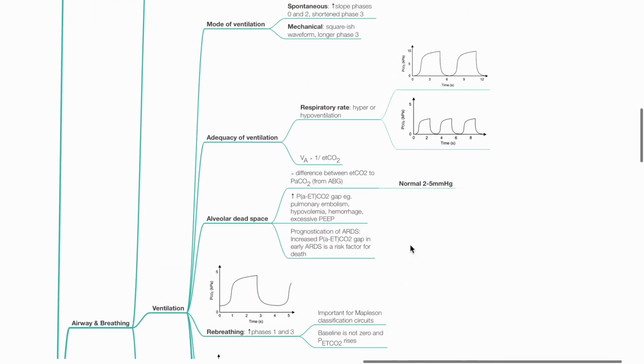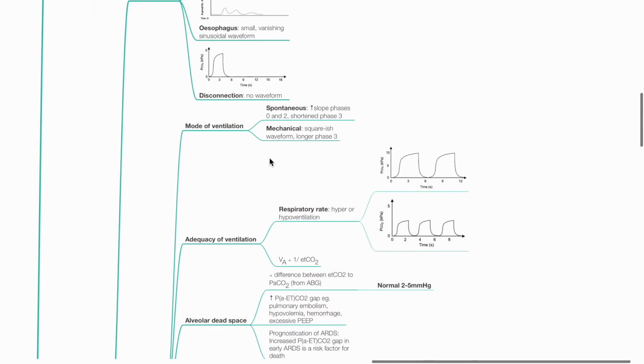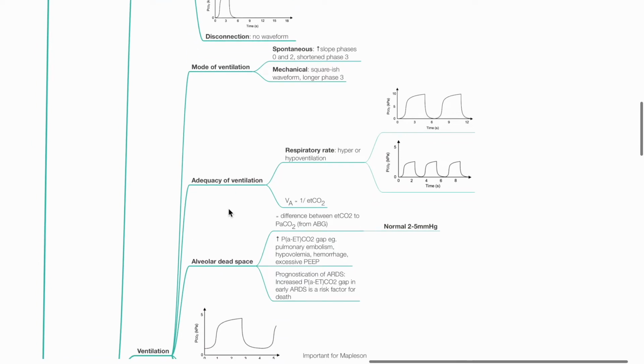Ventilation. Mode of ventilation. In spontaneous breathing, there will be increased slope of phases 0 and 2 and shortened phase 3. In mechanical ventilation, there will be squarish waveform and longer phase 3. Adequacy of ventilation. Information regarding respiratory rate can be obtained, which may indicate hyper or hypoventilation.